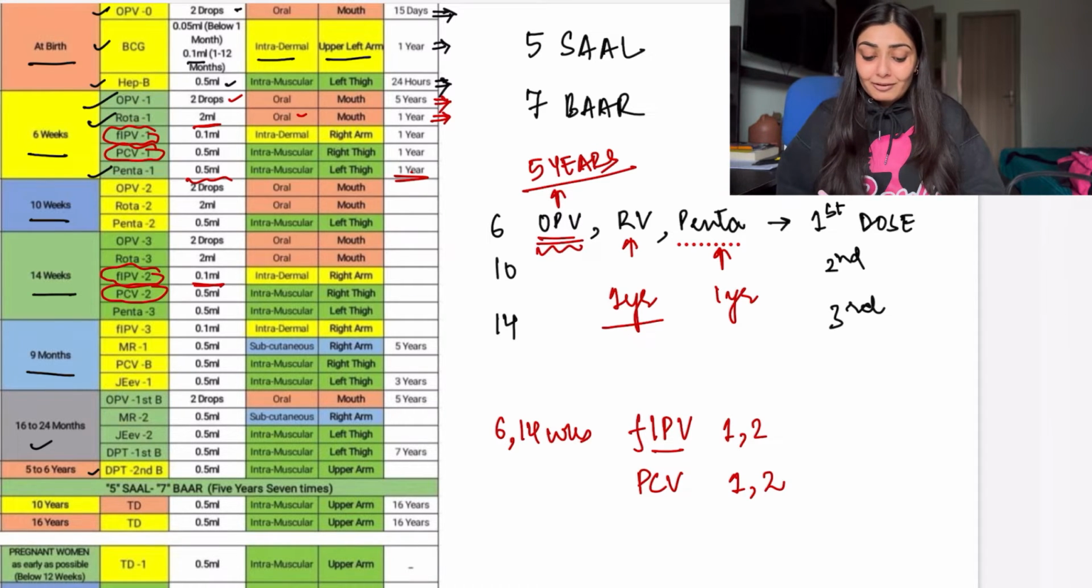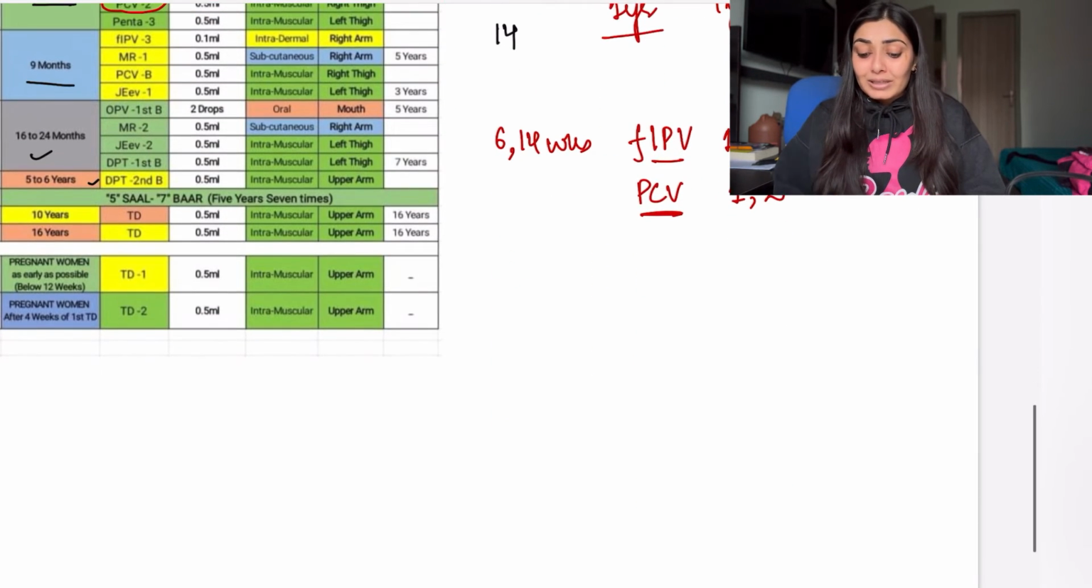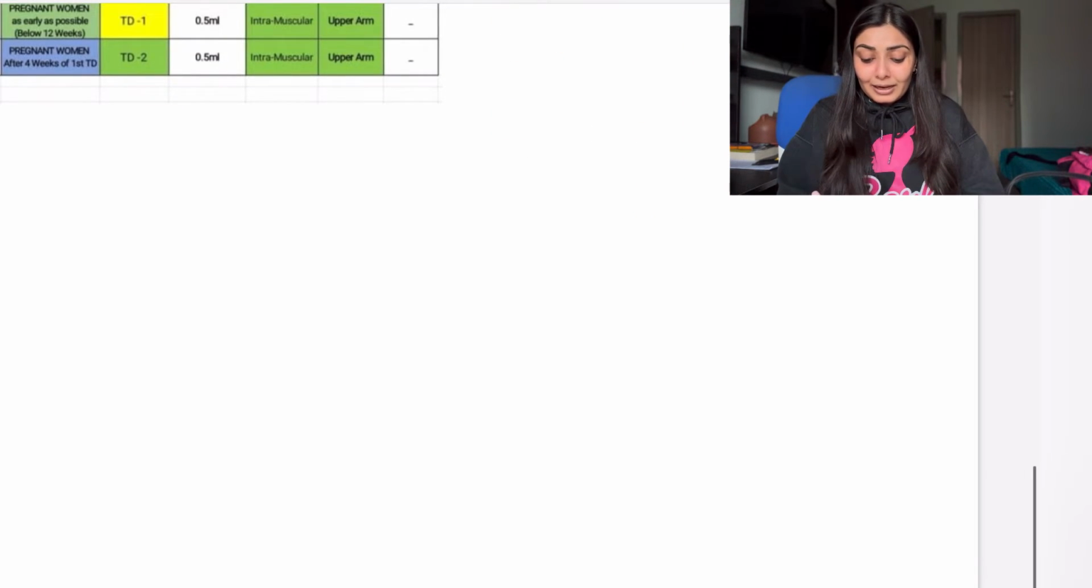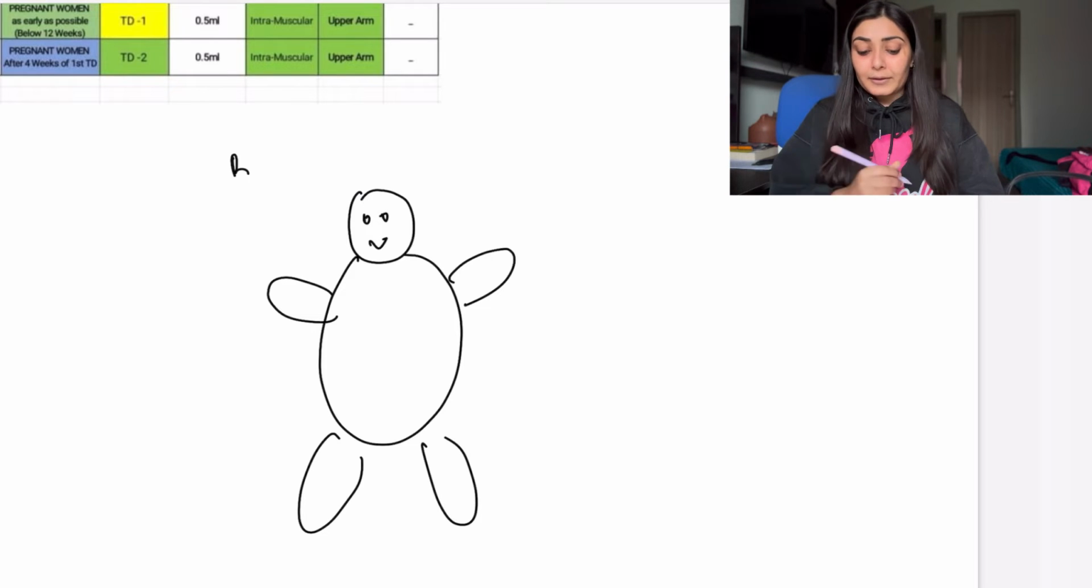Now coming to PCV. PCV is again an intramuscular vaccine, and it is given on the right thigh, up to 1 year. Now to remember these sites, whether it is left or right is very confusing at times. So I remember a vaccine baby like this. Right, this is the right side, this is the left side.